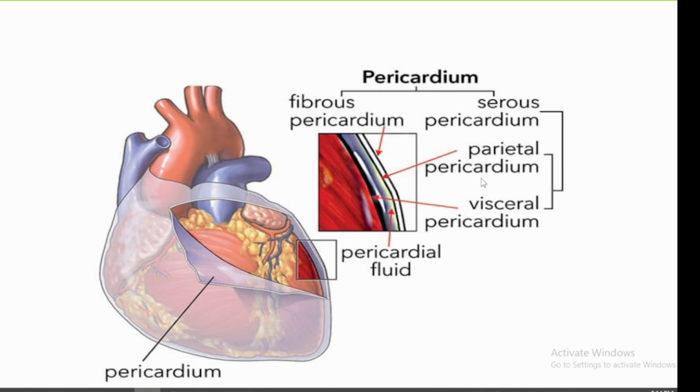Now, in between the parietal pericardium and the visceral pericardium, there is a space, and that space is called what? The pericardial cavity. Do you understand? So in the pericardial cavity, we can find what? Pericardial fluid. And the function of this pericardial fluid is to help lubricate the heart, or reduce friction between the serous membranes, the parietal layer and the visceral layer, as the heart moves or as the heart pumps. So let's move to the next slide.